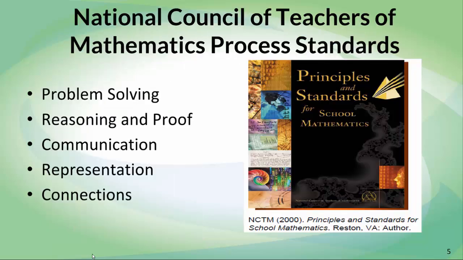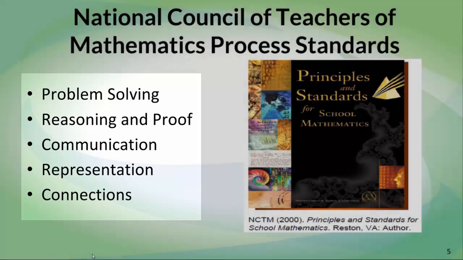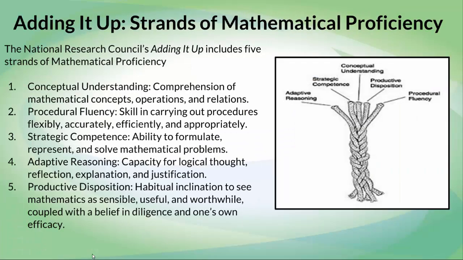The National Council of Teachers of Mathematics process standards describe 5 different processes that students need to develop. They are problem solving, reasoning and proof, communications, representation, and connections. Adding It Up describes 5 strands of mathematical proficiencies. They are conceptual understanding, procedural fluency, strategic competence, adaptive reasoning, and productive disposition.